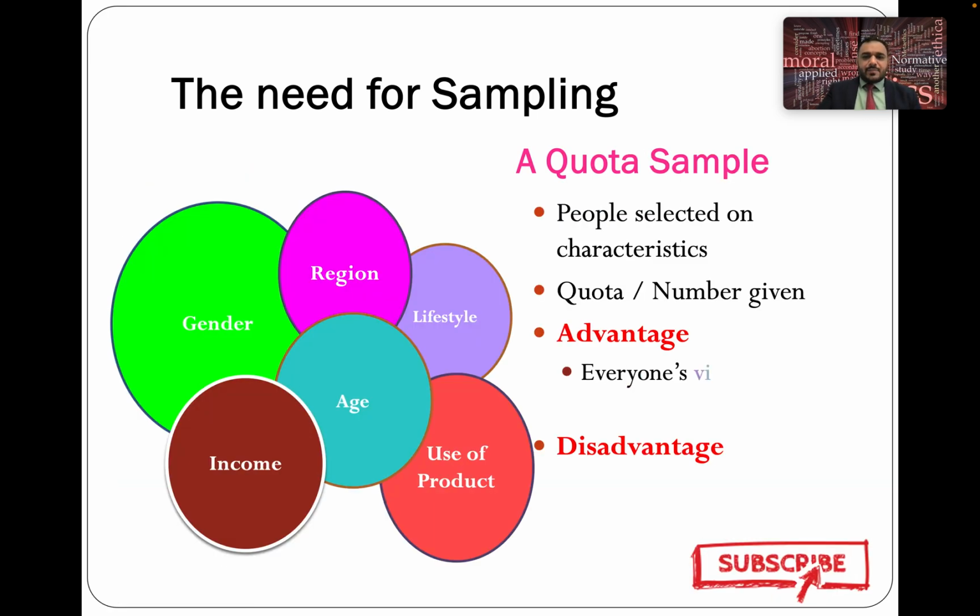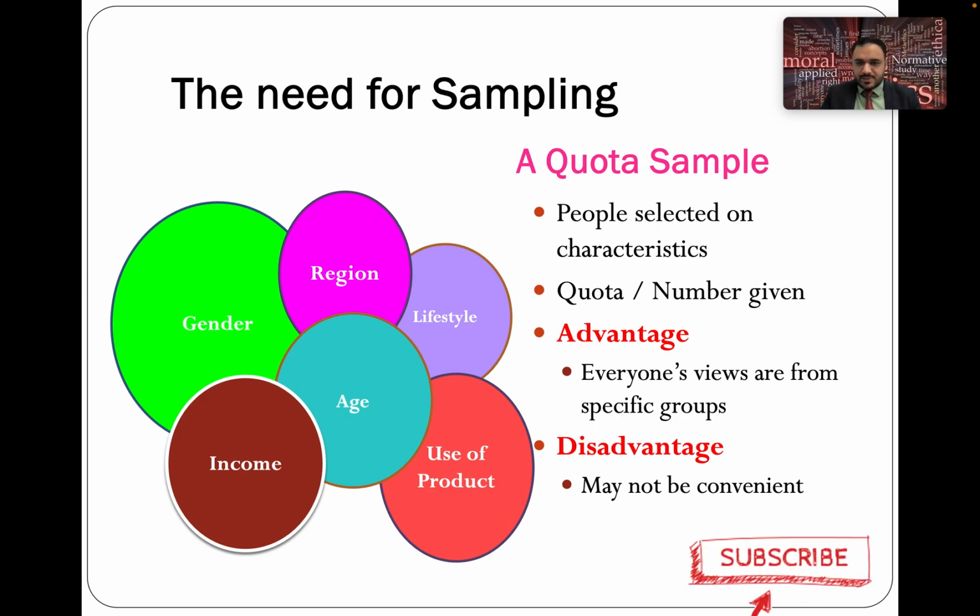Next is quota sampling. In quota sampling, people are selected on characteristics, and some quotas are there, that is quota sampling. Advantages: everyone's views are from a specific group. For example, I chose someone who is a teacher, someone who is a doctor, someone who is an engineer. It is quota sampling. Disadvantages are that it is maybe not convenient. It is not always convenient.